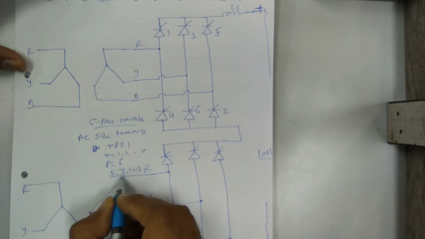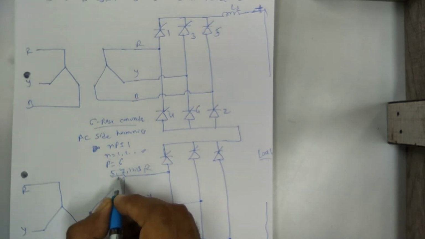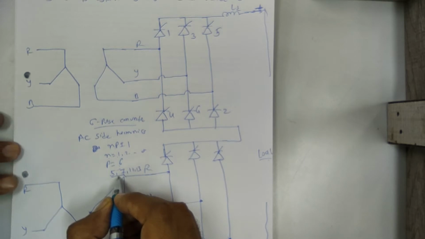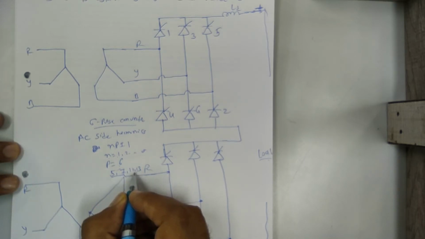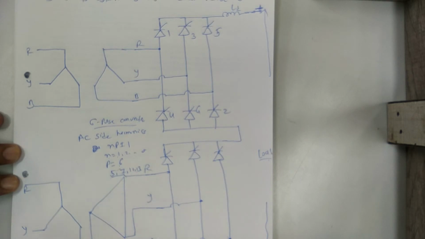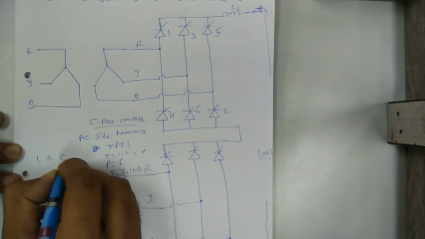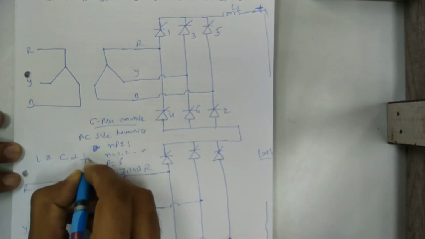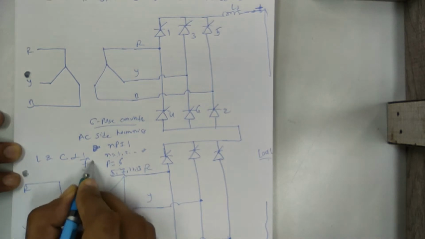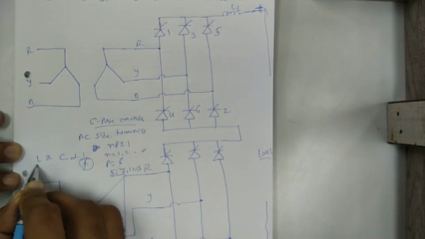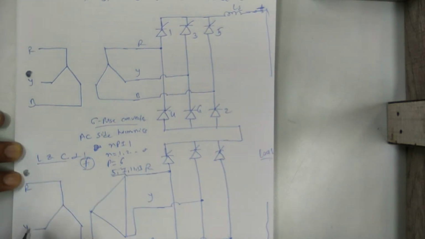So here the lower order harmonics are the 5th and 7th, whose frequency is smaller as compared to the higher order harmonics. As we know, as the frequency of the harmonic is less, you require a large size of filter, because the filter components L and C are inversely proportional to the frequency. So if the frequency of the harmonic is less, you require a large size of L and C. It means a large size of filter is required to filter out the lower order harmonics.